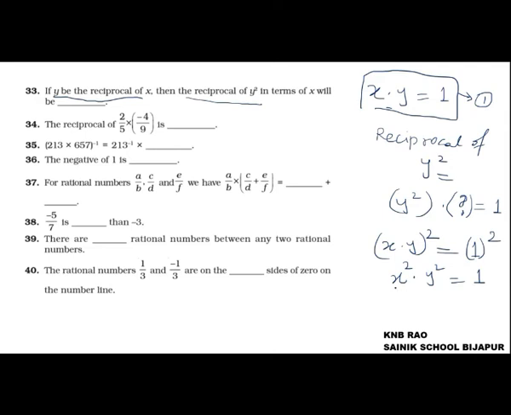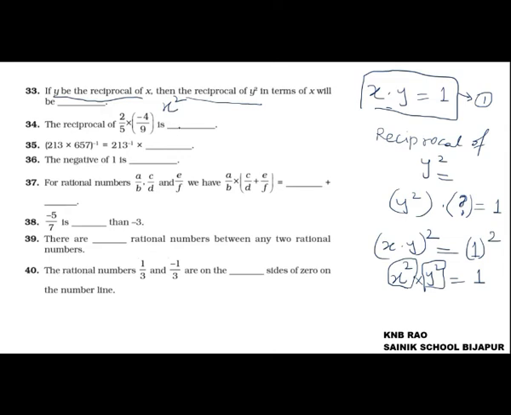Now x square when it is multiplied by y square gives 1. Observe, y square when it is multiplied by x square gives 1. Then I can say one is the reciprocal of the other. Now who is this question mark? Obviously x square. So the right answer is x square.